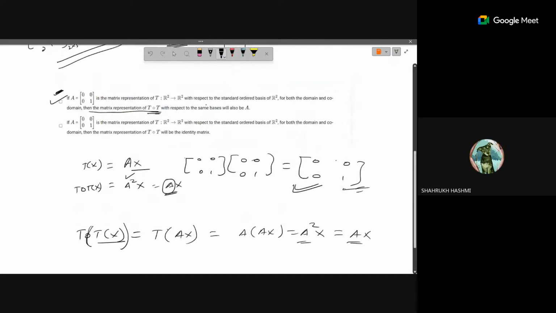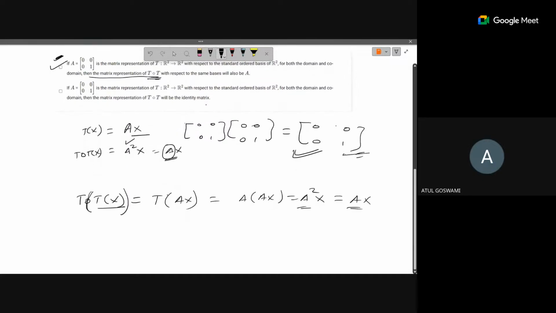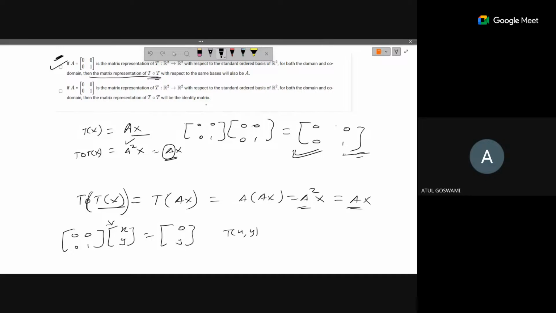Otherwise, suppose the matrix is given, so we are trying to find the linear transformation because the matrix is known. That means we know the basis as well, right? So we will find the transformation as well. Suppose we take any vector x and y, and then we just multiply by this matrix A, which is 0 0 0 1. We are trying to find the mapping for this x and y vector. So what would it be? It would be 0 y.